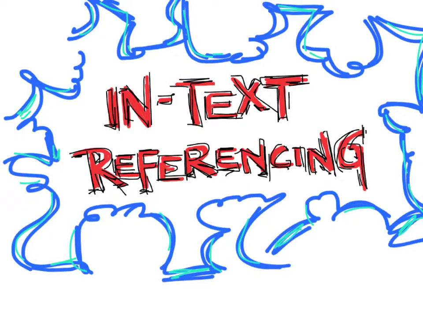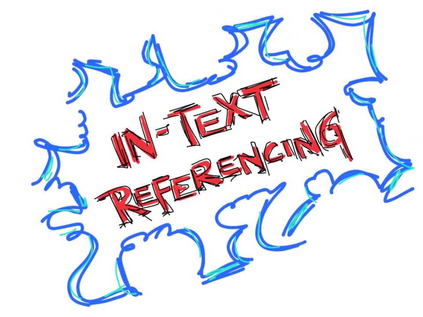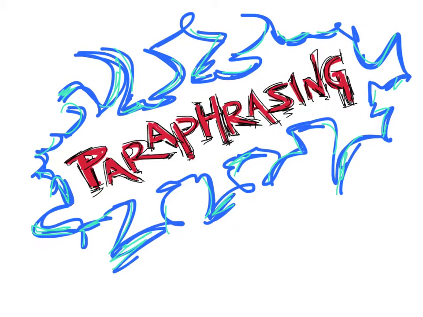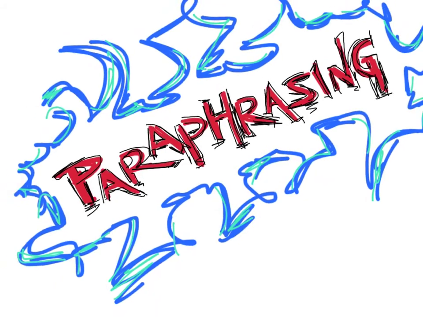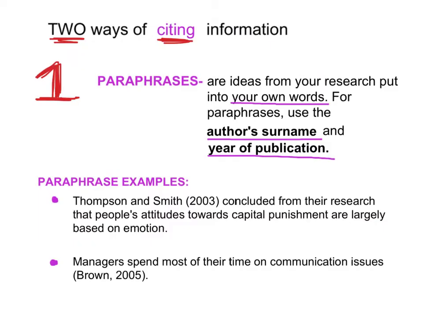Okay, so let's begin by having a look at in-text referencing. In particular, paraphrasing. Paraphrasing is when you present ideas in your research that you have put in your own words. So you have taken the information from another source, but rather than quoting them directly word for word, you have put this into your own words. Paraphrasing is really good in order to show your understanding of another person's writing.